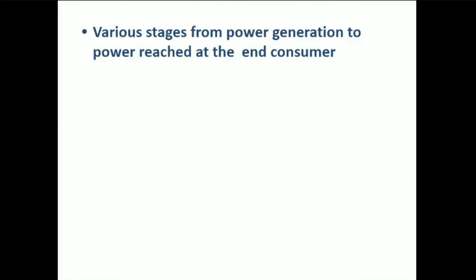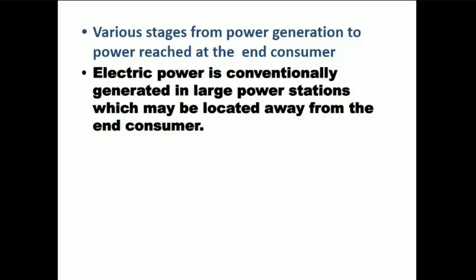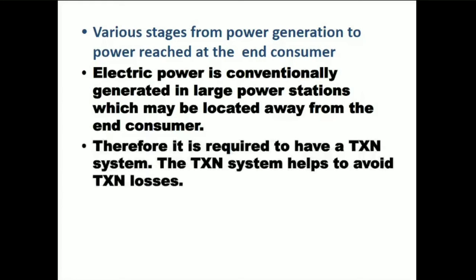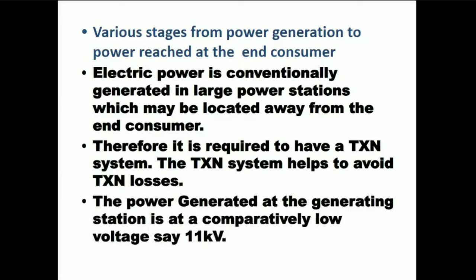Various stages from power generation to power reached at the end consumer. Electric power is conventionally generated in large power stations which may be located away from the end consumer. Therefore, it is required to have a transmission system. The transmission system helps to avoid transmission losses. The power generated at the generating station is at a comparatively low voltage, say 11 kV.